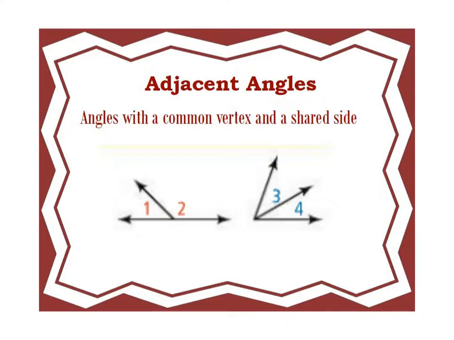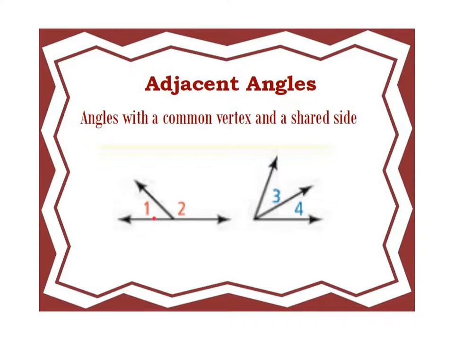Okay, so adjacent angles. We're talking about angle pairs here. Angles that have a common vertex and they share a side. So I've just kind of gone through these terms and shown you a picture of your classic adjacent angles. They have a common vertex and they share a side. These are adjacent. They're next to each other. That's what I think of. Things that are adjacent are next to each other.